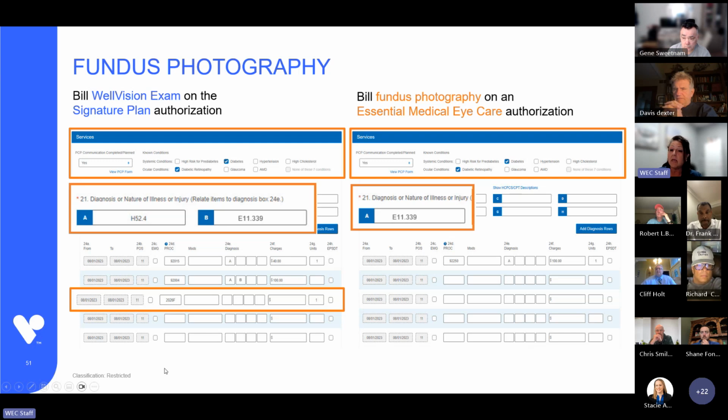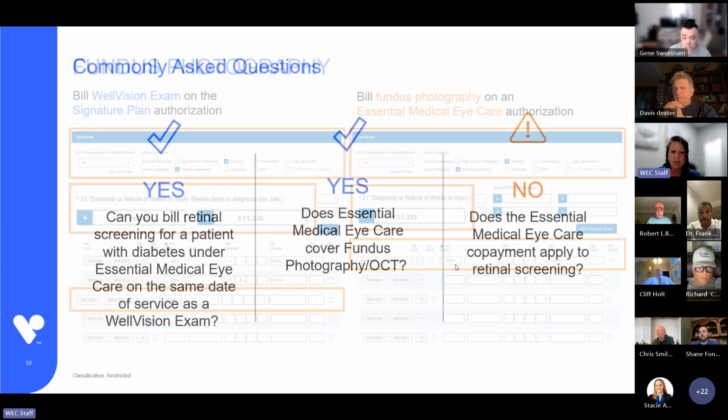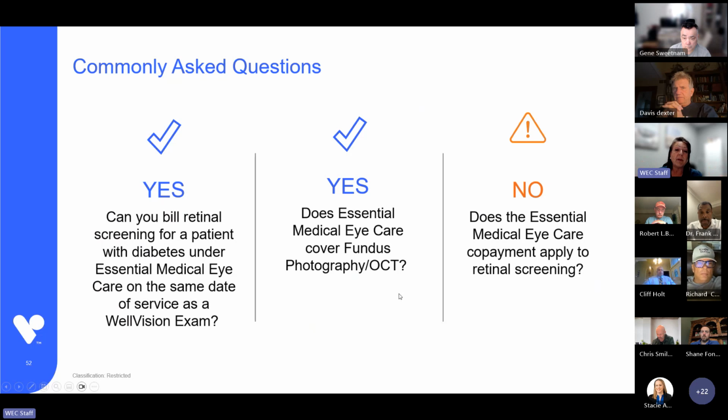And then click submit. And then you're going to create a whole other claim where you're going to do your essential medical eye care authorization number, click go. In this situation, though, in the primary diagnosis spot, you're going to put that diabetic retinopathy code there. And then your diagnosis for your procedure code for your photos is the 92250. You get reimbursed about the same thing that you would for Medicare or Medicaid for the CMS for that fundus photo code. So, can you bill retinal screening for a patient with diabetes with essential medical eye care? Every day, all day. Yes, be sure and do that.